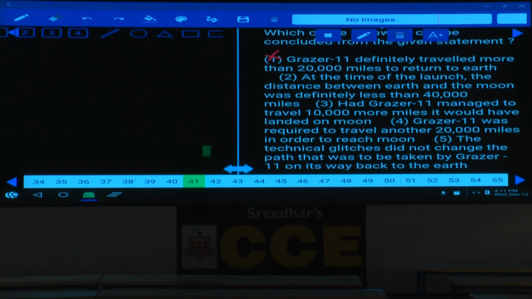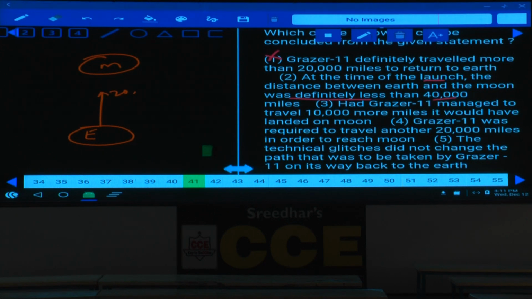Next one, second. At the time of the launch, the distance between Earth and the Moon was definitely less than 40,000 miles. Can you definitely conclude about this one or not? Why was it so? Because now this is Earth and this is Moon, isn't it? Earth and Moon. Now this spacecraft has traveled up to 20,000, which is what?